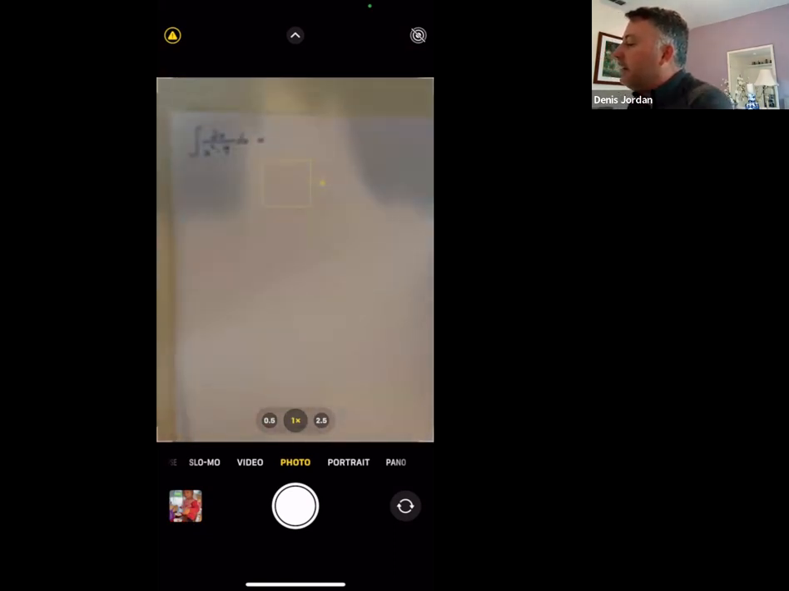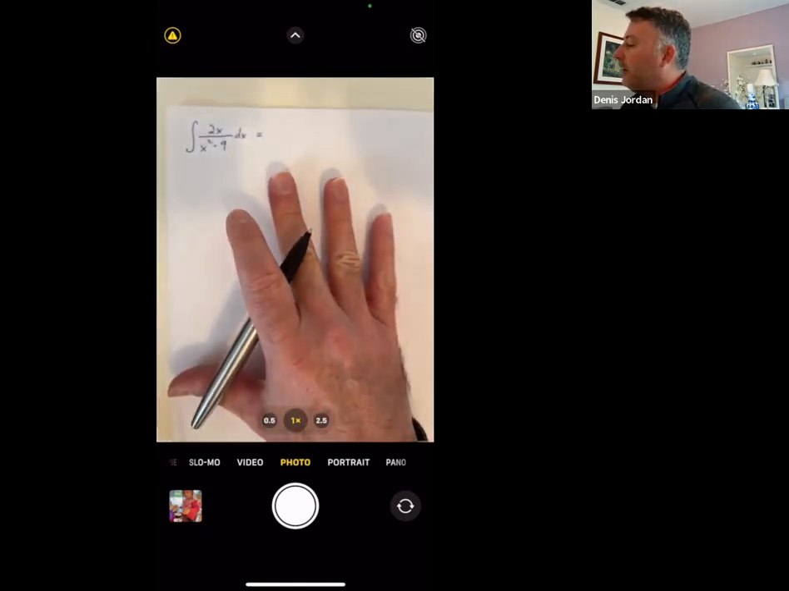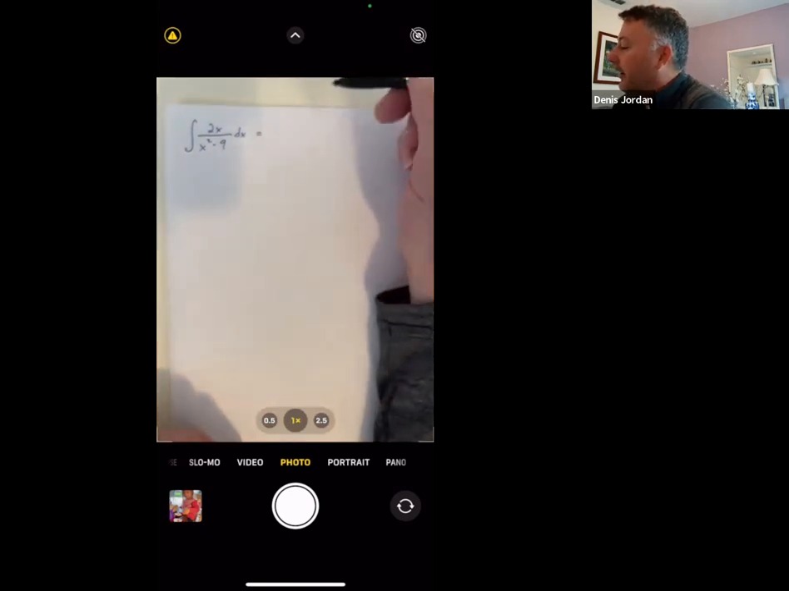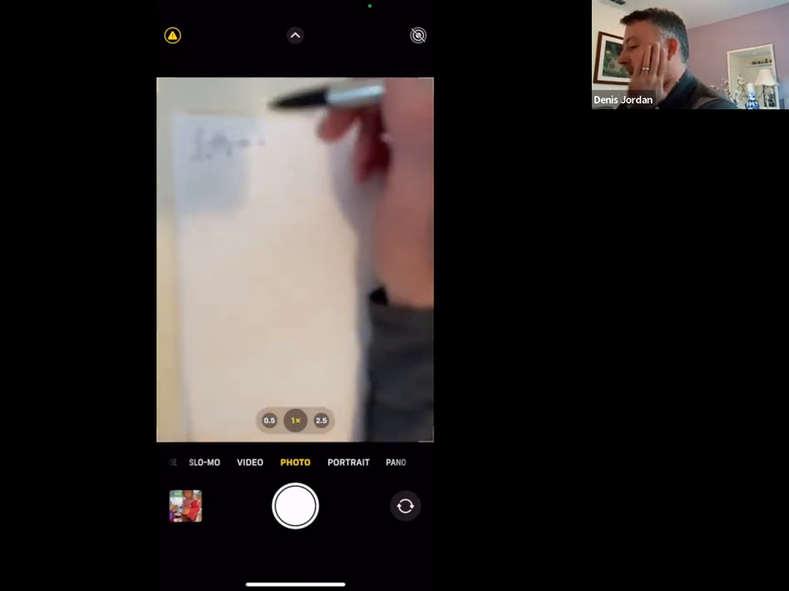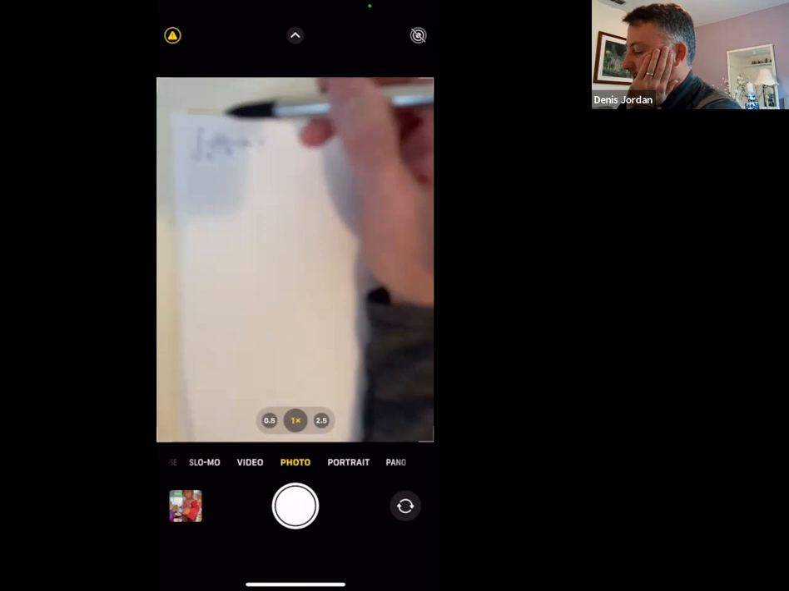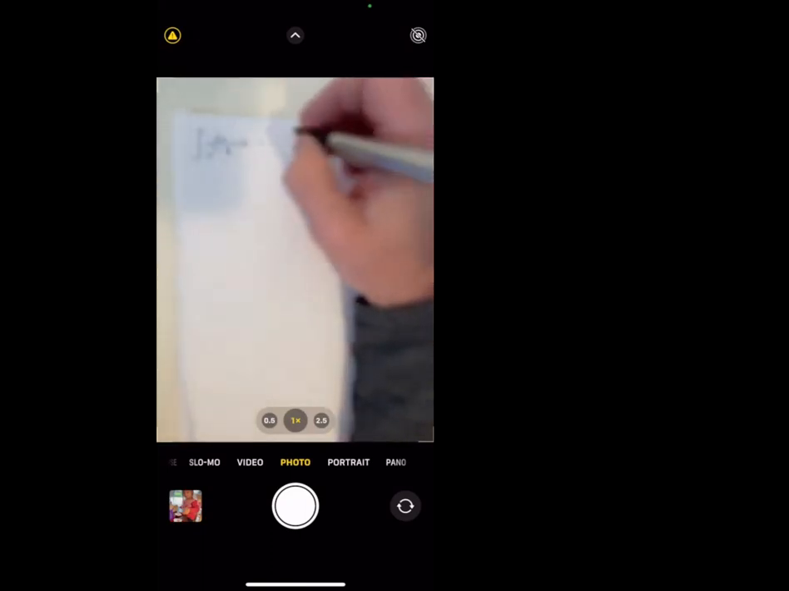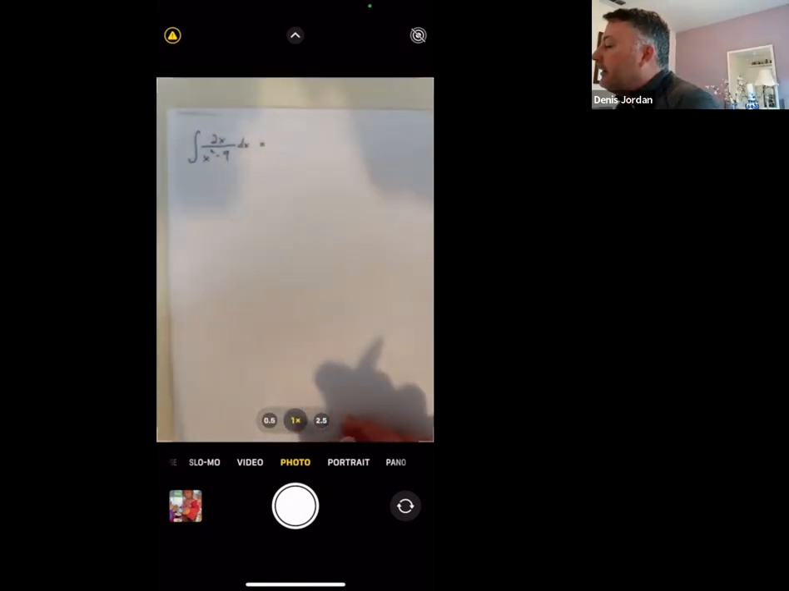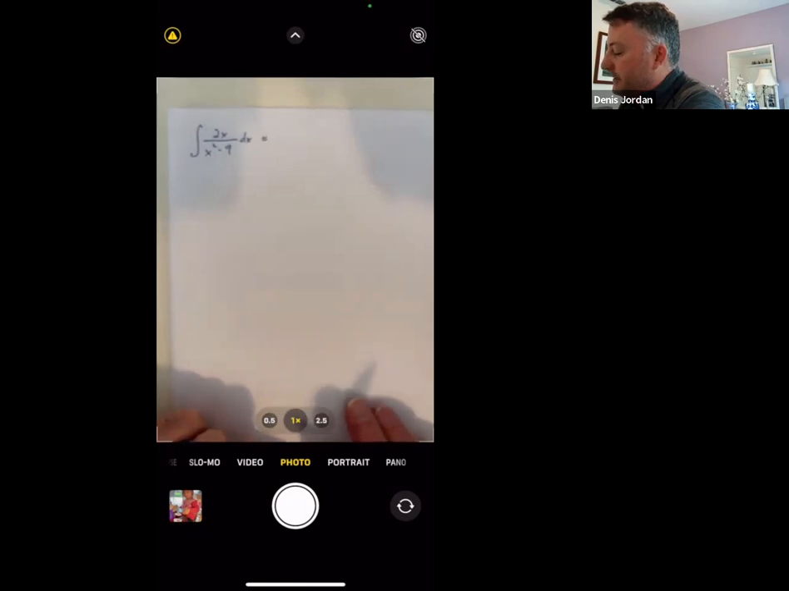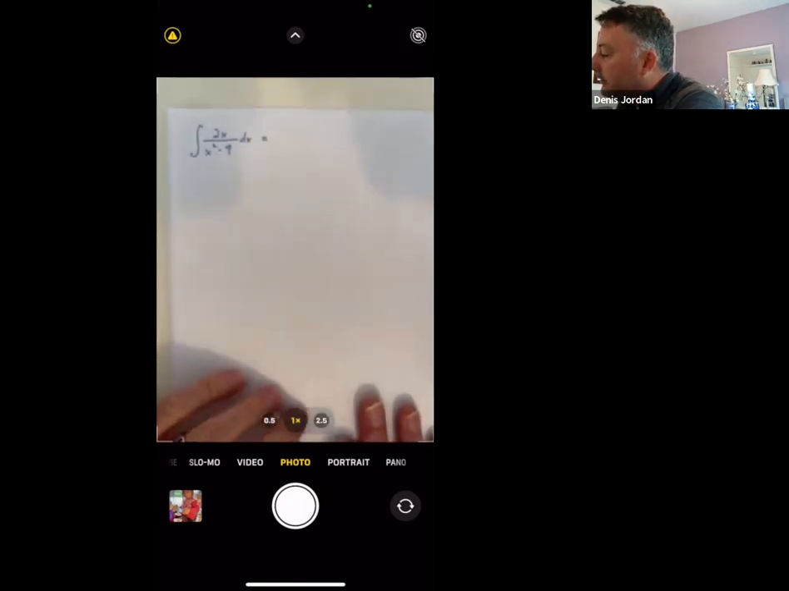It's like going crazy. All right. Okay. Any guesses as to what this is or what this integrates into? It's a little blurry. I can't see it. Oh, dang it. I don't know why. So it's 2x on top over x squared minus 9.